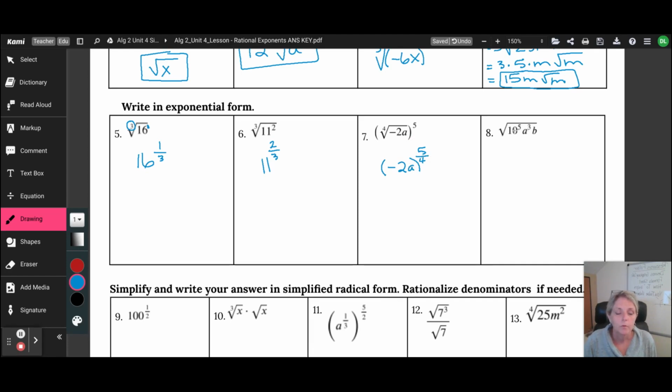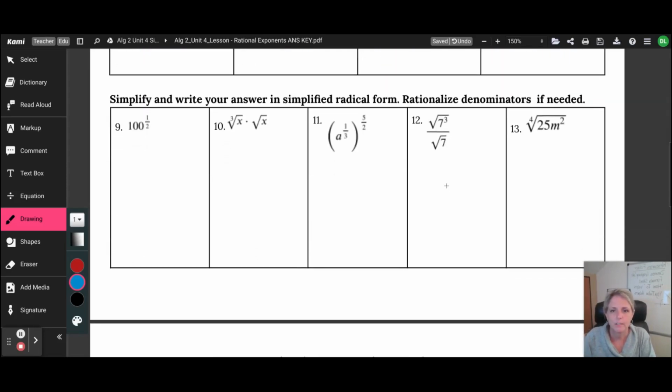Okay. Now when we look at 8, notice everything is inside parentheses. So we're going to say 10 to the 5th, a to the 3rd, b, and this is all to the 1/2 because everything is inside the square root.